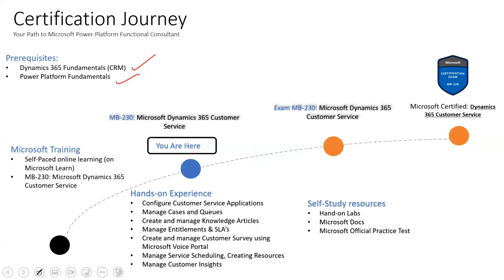Once we have completed the prerequisite criteria, we need to get some training for the MB-230 course, and there are two different ways to get it. The very first is that you can go for the self-paced courses online on Microsoft Learn. This is a totally free course. You will get a link, and on that link you will get all the module-related information, module-wise as well as topic-wise.